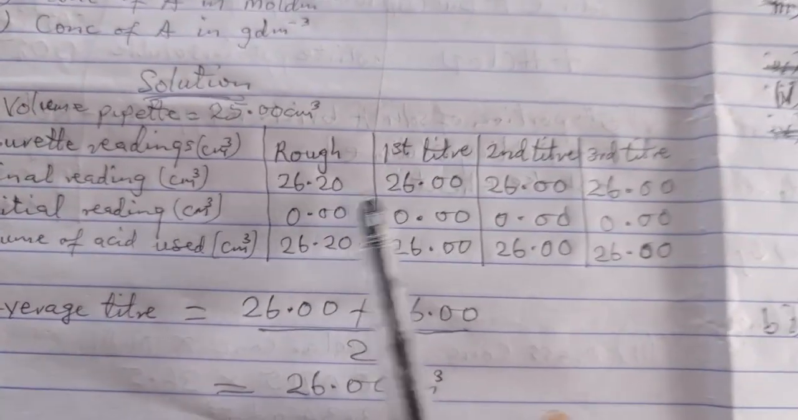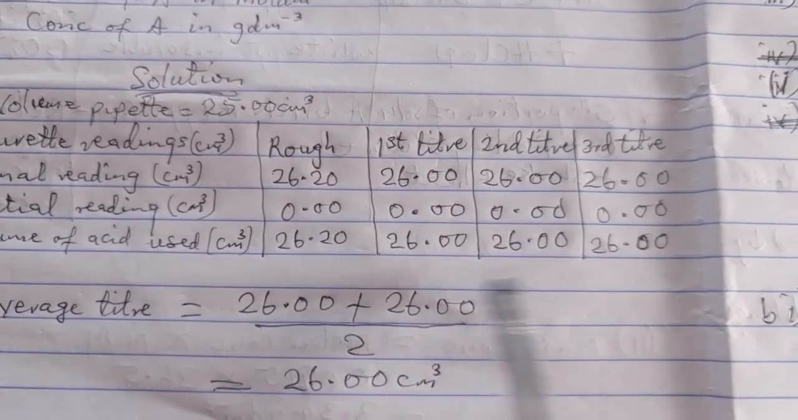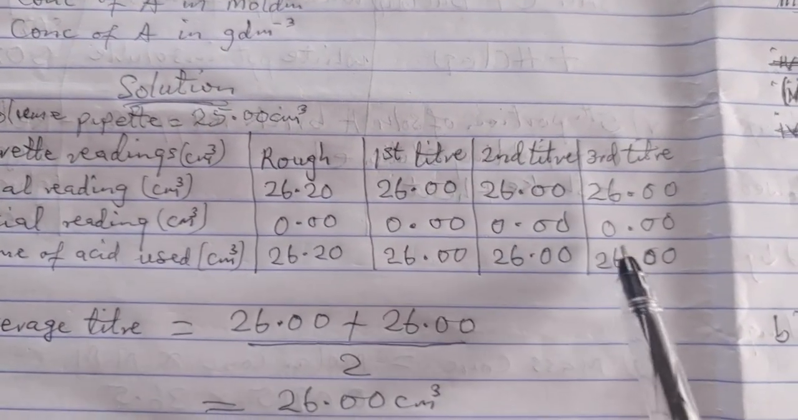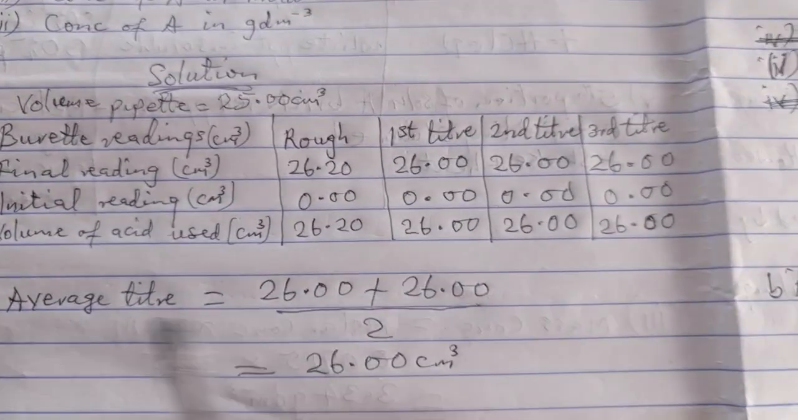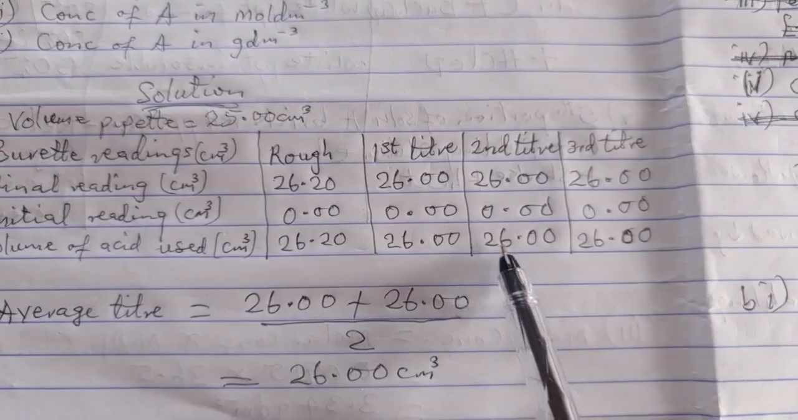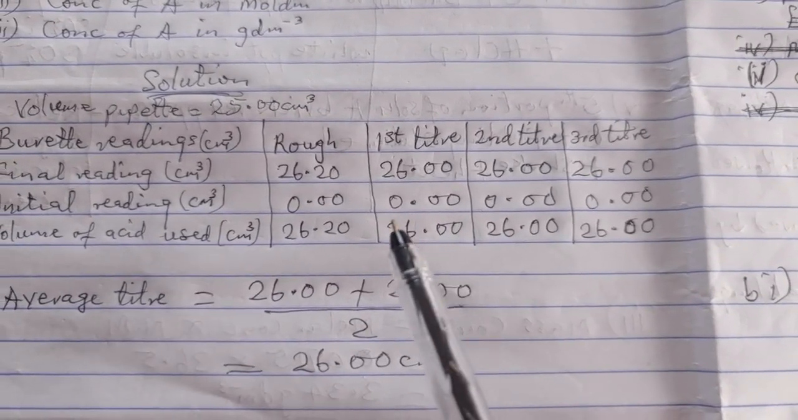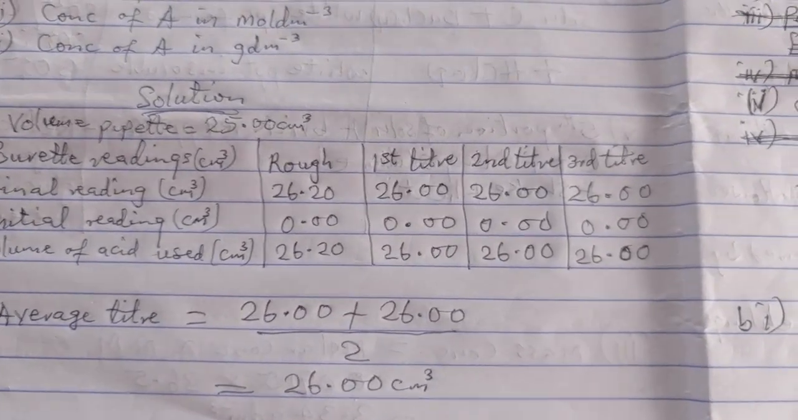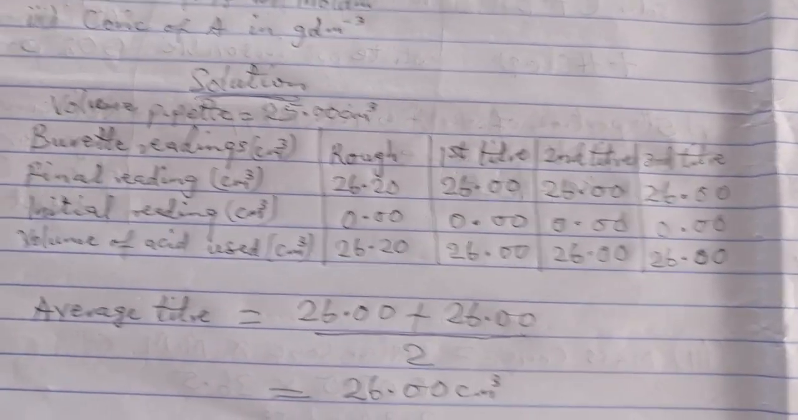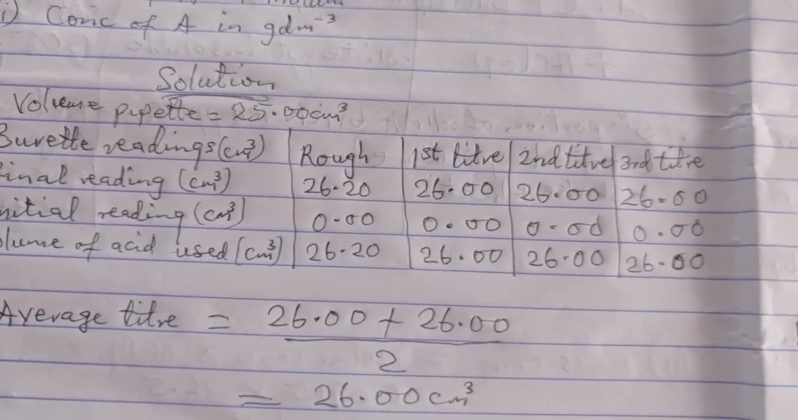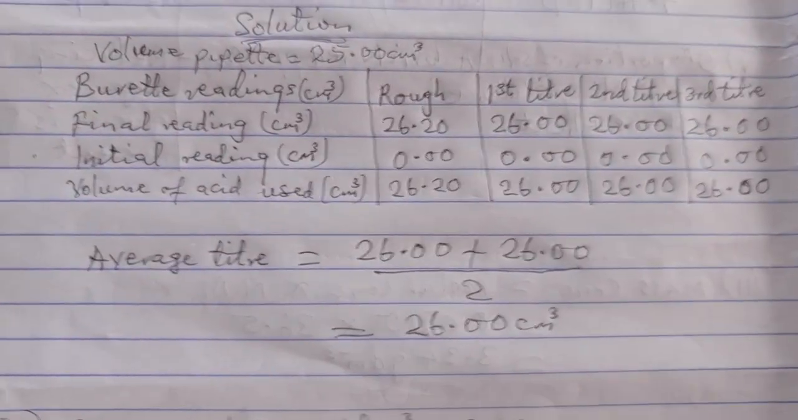Then all the values there are in 2 decimal places. So now I subtracted everything to get the volume of acid used. Remember to place the pipette or burette at your eye level before you take the reading. Go back and study what I taught you in that class.